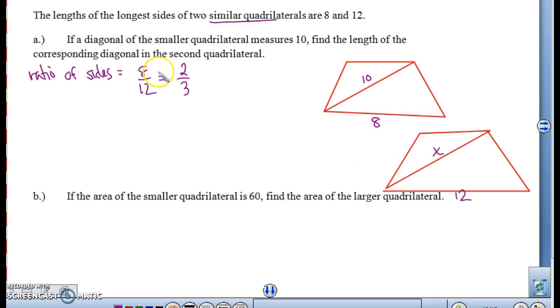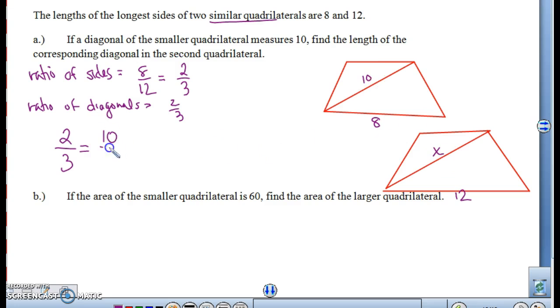No, the ratio of the sides is going to be 2 to 3, so that means the ratio of the diagonals will also be 2 to 3. So when you set up your ratio, 2 is to 3, or 8 is to 12, it doesn't matter, you've set up the ratio the same way. 8 to 12, or 2 to 3, is as 10 is to x.